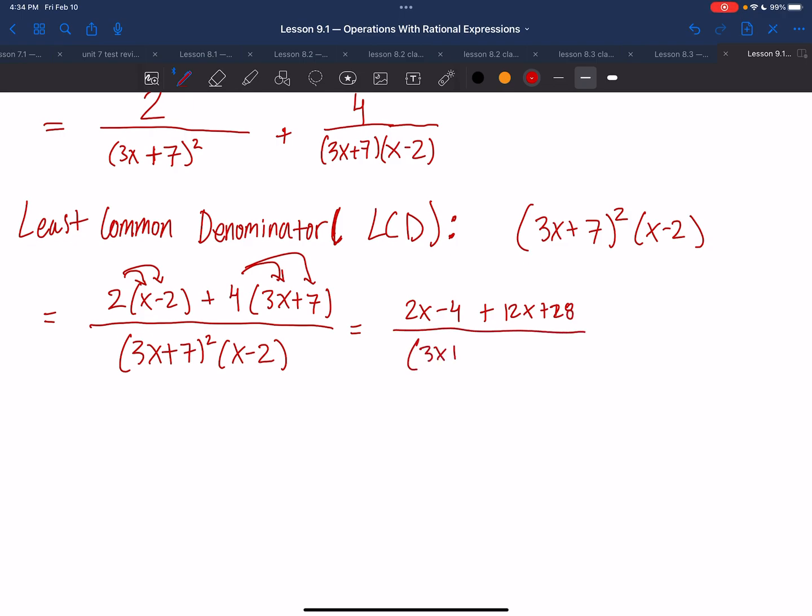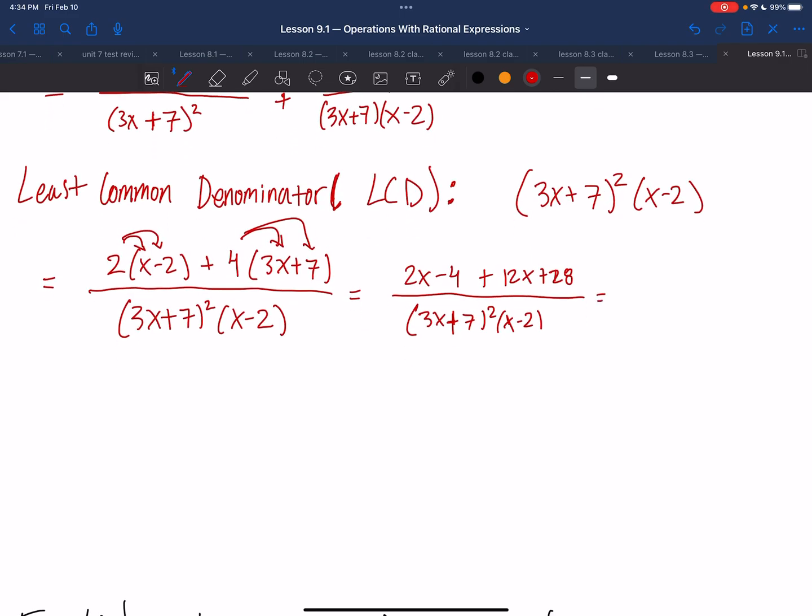Now, you do not need to expand the bottom, okay? Do not bother doing that. The reason I'm expanding at the top is because I have some plus signs up there. I can distribute this and combine it and simplify it, because I have like terms that are kind of hidden in there. 2x plus 12x is 14x. Then plus 24 over (3x+7) squared, (x-2).